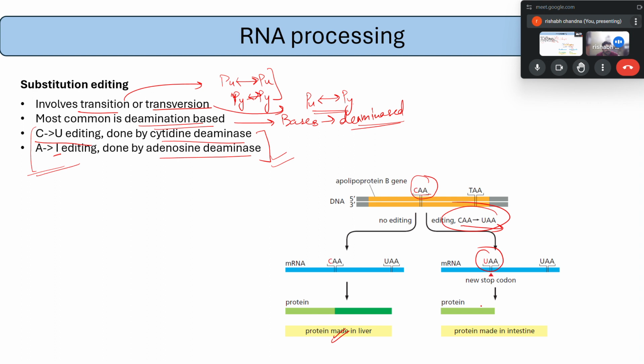Now, this stop codon forms a truncated protein that is involved in intestines only. So, it is involved in different function as compared to the protein that is made in liver. So, this is how the same gene forms two different proteins in two different tissues using RNA editing. Okay, and these two proteins are normal, no mutation is there. Just due to the function change, the body is producing different kind of protein. Okay, so this was the case with the substitution editing.